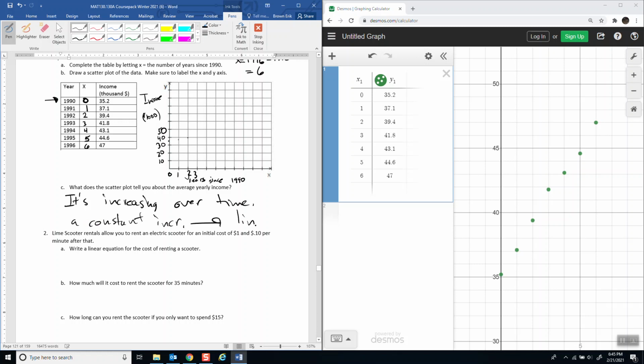Thus, it's a linear, probably modeled by a linear function. Definitely doesn't look exponential. Now, it's not exactly linear, right? You can see this little bump right here where it had a steeper slope, and then it went less steep, and then steep again.